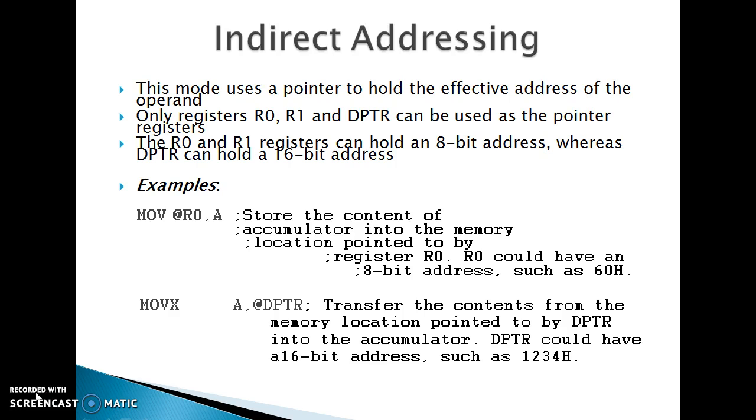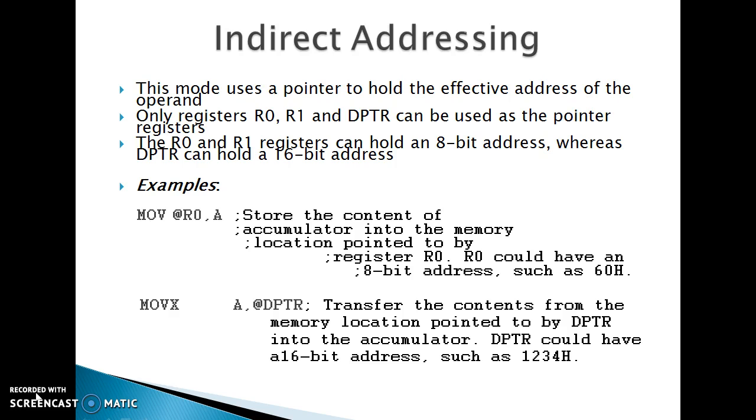Indirect addressing. This mode uses a register as a pointer to hold the effective address of the operand. Only registers R0, R1 and DPTR can be used as pointer registers. These pointers are used to represent the memory address. The R0 and R1 registers can hold an 8-bit address, whereas DPTR can hold a 16-bit address.